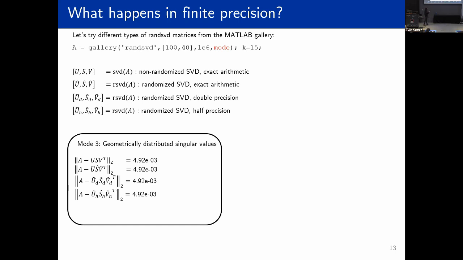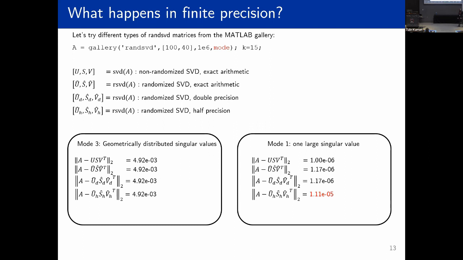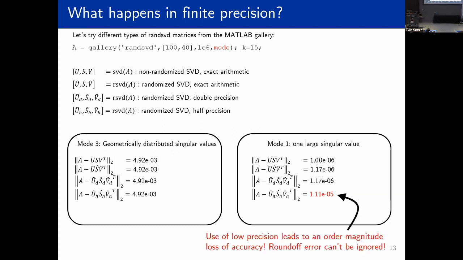You can see that all these errors are the same. So finite precision doesn't really play a role. I don't notice it, even if I use half precision. Now if I use mode 1, where I have one large singular value and the rest small, I get 10 to the minus 6 with the non-randomized exact SVD. Using the randomized one, I lose just a little bit versus the deterministic case. I don't notice double precision at all, but I do lose about an order of magnitude going to half versus the exact-precision randomized. So I lose an order of magnitude.